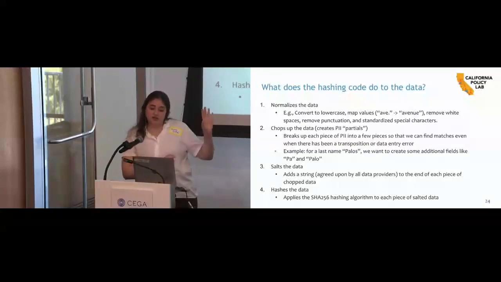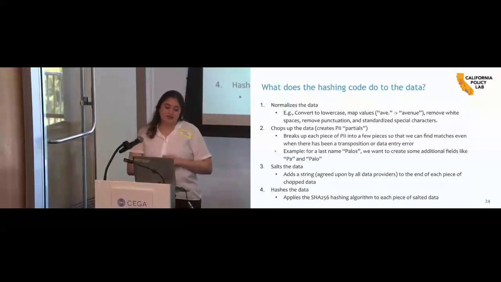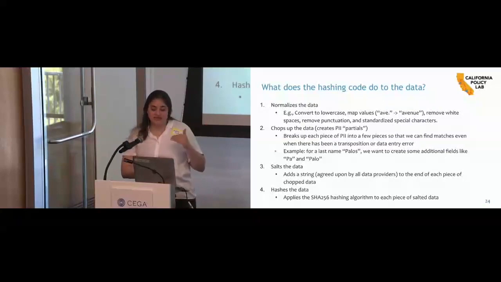We're not actually going to go over the hashing code, but I'm going to tell you what our code does. The first thing that it does is normalize the data. So it converts everything to lowercase, maps any values, removes white spaces, removes punctuation, and standardizes special characters.